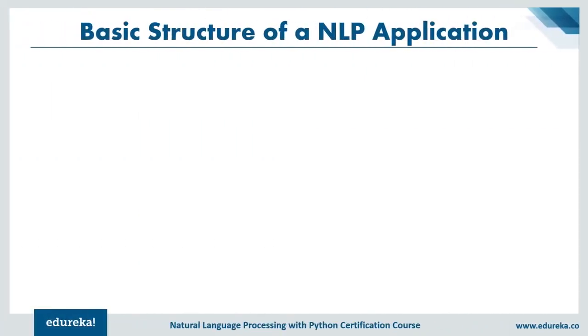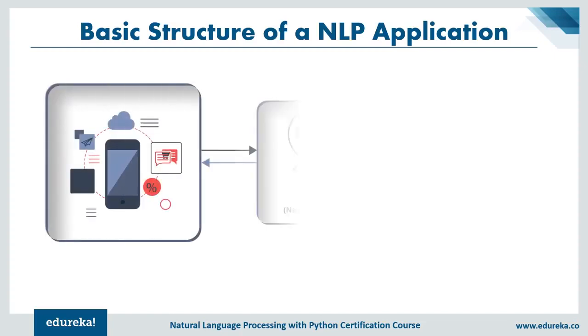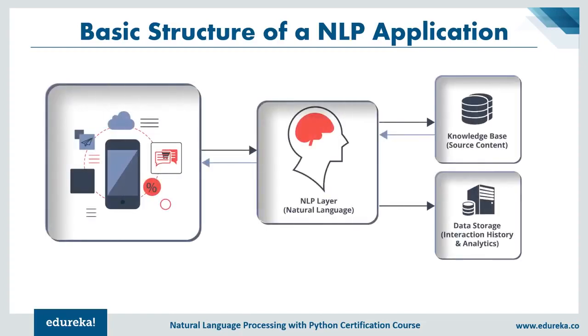So let's understand the basic structure of an NLP application. Considering the chatbot here as an example, we can see first we have the NLP layer, which is connected to the knowledge base and the data storage. Now the knowledge base is where we have the source content. That is, we have all the chat logs which contain a large history of all the chats which are used to train the particular algorithm. And again, we have the data storage where we have the interaction history and the analytics of that interaction, which in turn helps the NLP layer to generate the meaningful output.